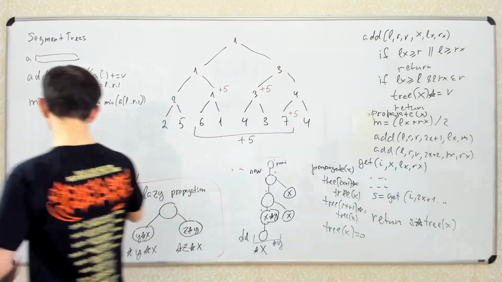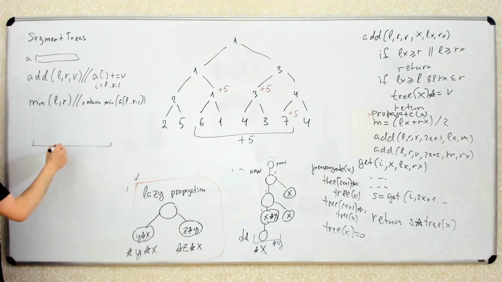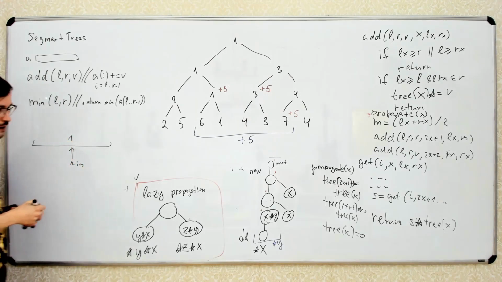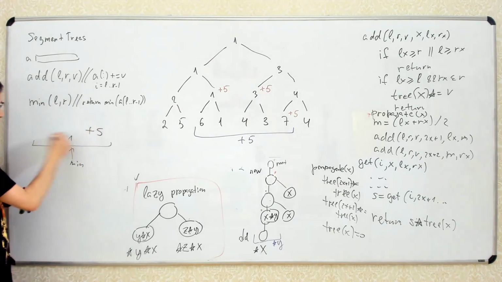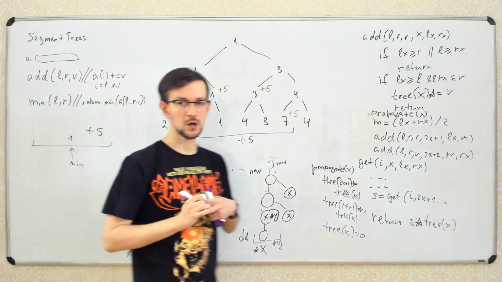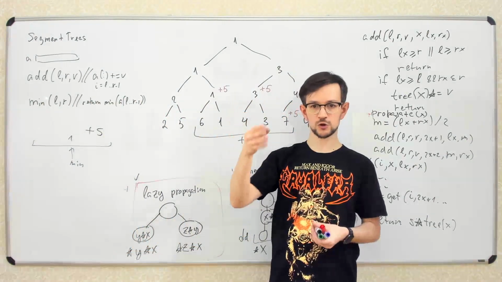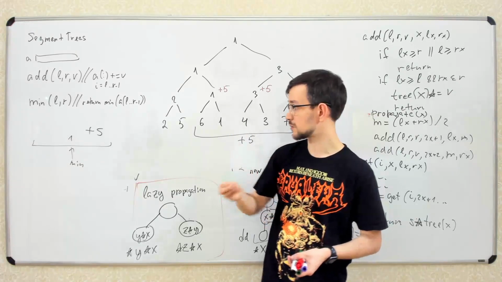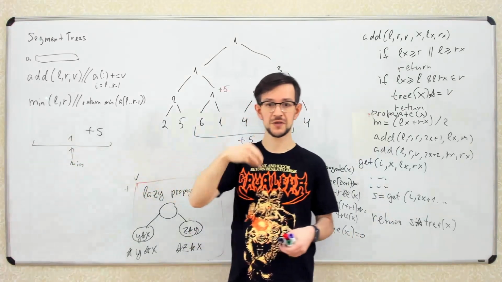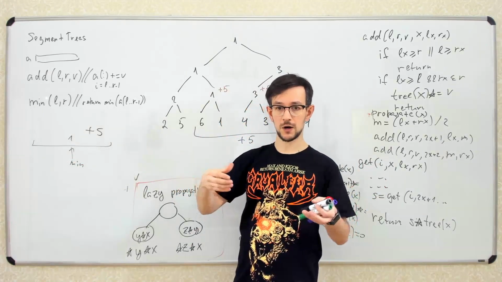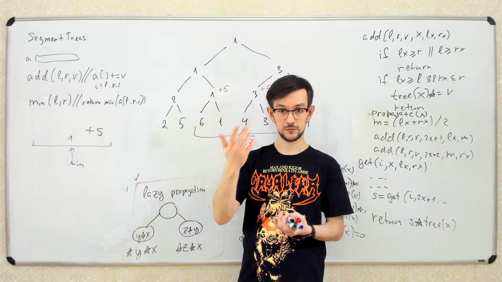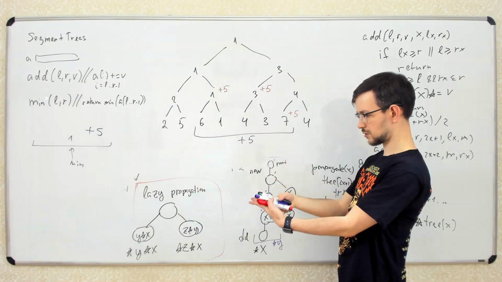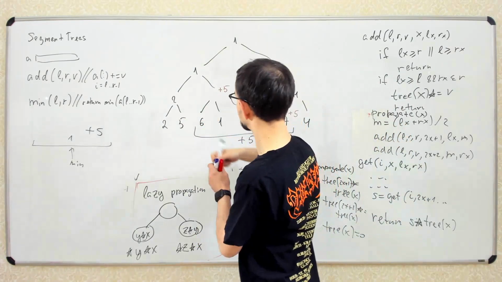Again, you have some segment. You know the minimum on this segment. It is 1. So if you add 5 to all elements of the segment, they all change by the same value. So the minimum stays the same element. This element again will be the minimum on this segment, but the value of the minimum will be increased by 5. So the new minimum on this segment is 6.